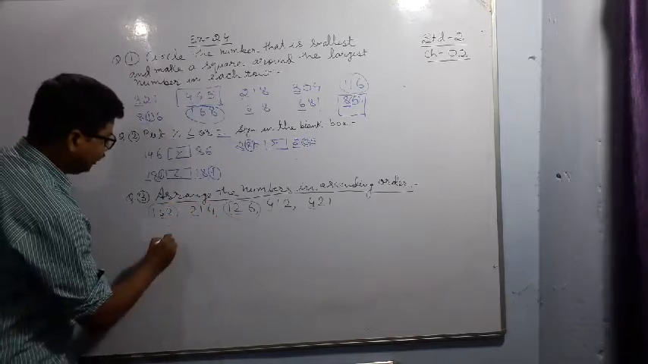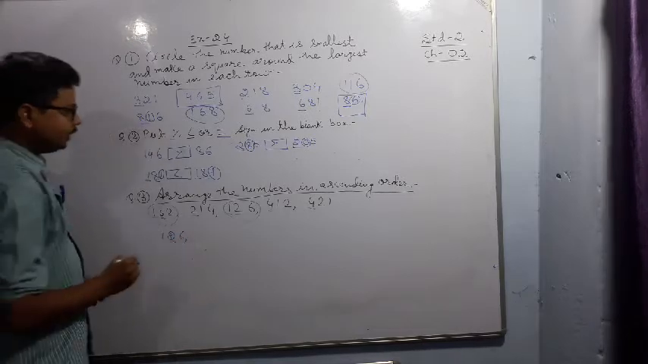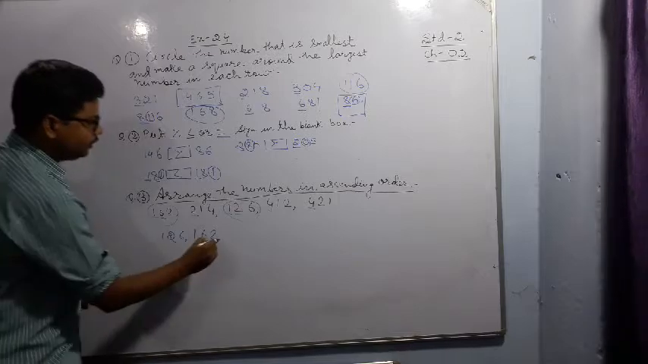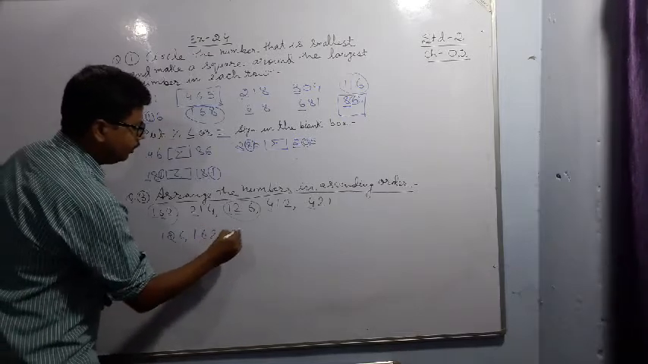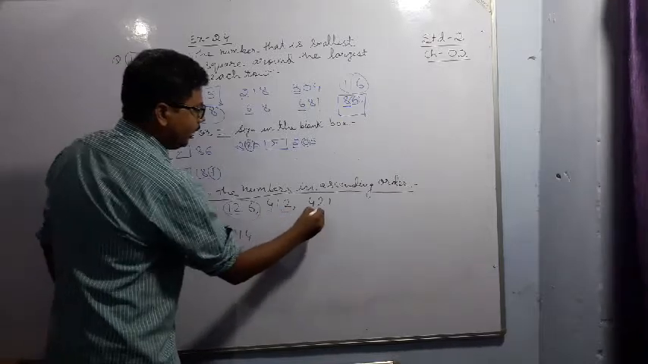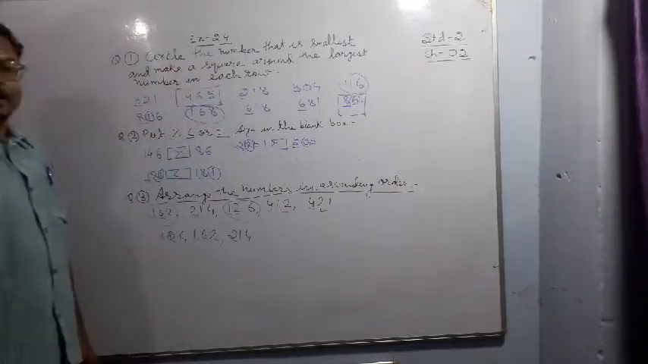So definitely this will become the smallest number of 3-digit. So we write 126 first. Then what we have to do? We will write 162. Then 214. Now these 412 and 421 are left.